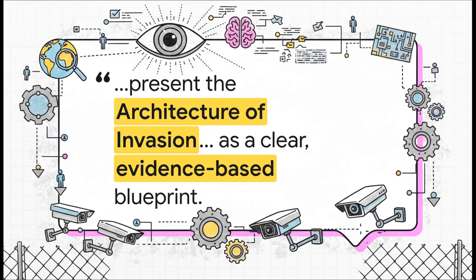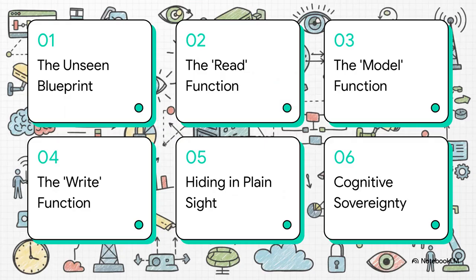The whole point is to get past the what-ifs and present what it calls a clear, evidence-based blueprint for a massive surveillance system. So here's our roadmap for this explainer. First, we're going to look at the framework they use for their evidence. This is the foundation for the whole thing. Then we'll get into the system's three main functions: how it reads the world, how it models us, and then how it writes outcomes. We'll also dig into how something this big could possibly stay hidden in plain sight. And we'll wrap up with the source's big idea for a defense, this concept of cognitive sovereignty.